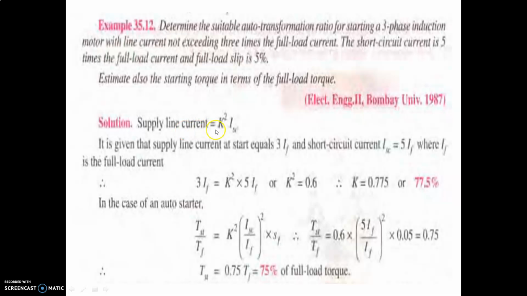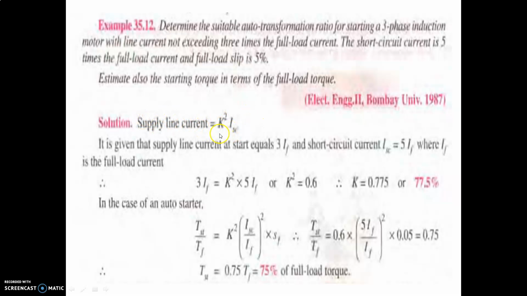So you know the supply line current I1 is equal to K square ISC. The supply line current at start is given as 3 into IF. So 3 into IF is equal to K square into ISC, and ISC is given as 5 into IF. Be careful: the supply line current is I1, I1 is equal to K into I2, and I2 is equal to K into ISC. Therefore the line current will be equal to K square ISC.